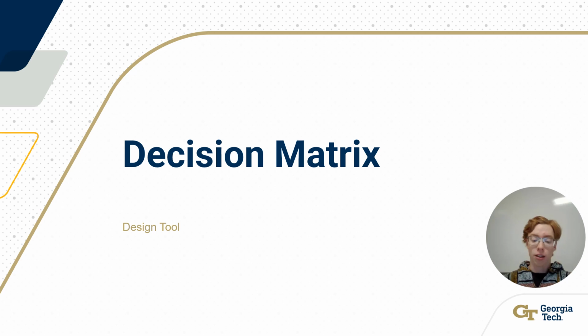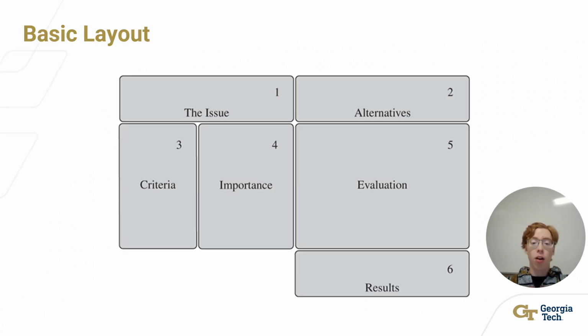The first topic is the decision matrix. It is a design tool used to compare alternatives and ultimately select one of those alternatives. This is the basic layout of a decision matrix.